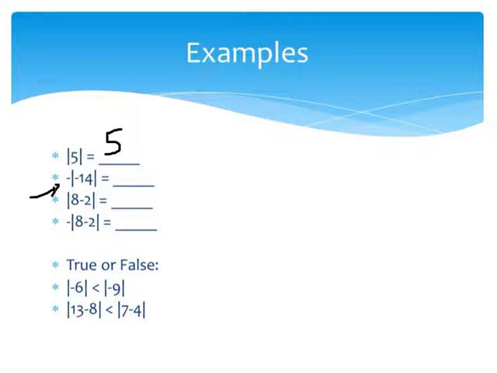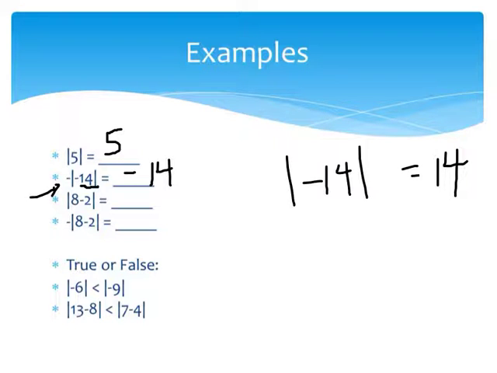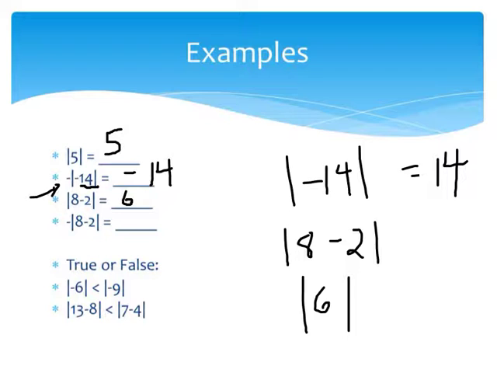This says take the opposite of the absolute value of negative 14. So we're going to start on the inside here. The absolute value of negative 14 is 14, but the negative on the outside says to take the opposite of that. The absolute value of 8 minus 2: 8 minus 2 is 6, and the absolute value of 6 is 6. So the only difference with this last example is that we've got a negative that we've got to bring down.